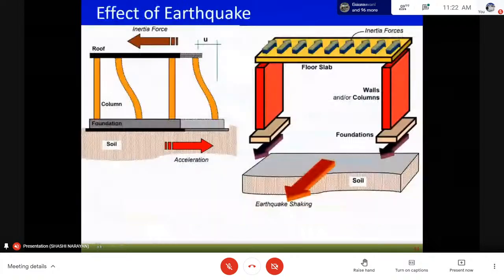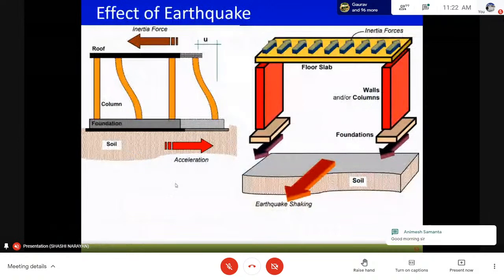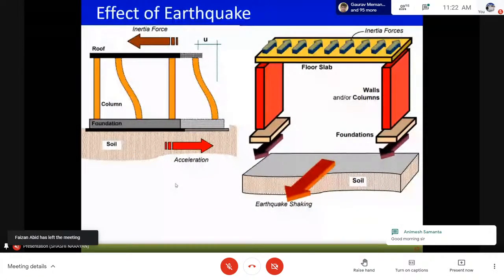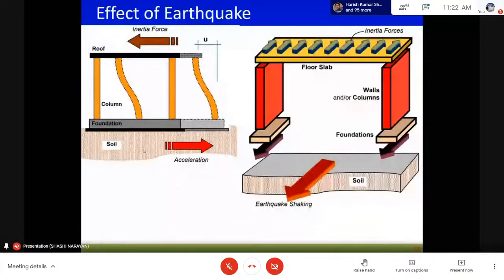How are the effects of an earthquake, like how it affects the building frame? There is an acceleration we have at the bottom. This acceleration will lead to a displacement of the foundation. There is a large amount of mass at the top. This will try to remain in its position. So there will be a movement in the ground, and the roof will try to remain in its position.